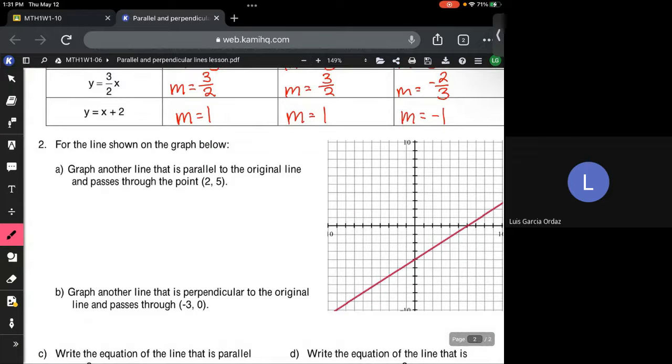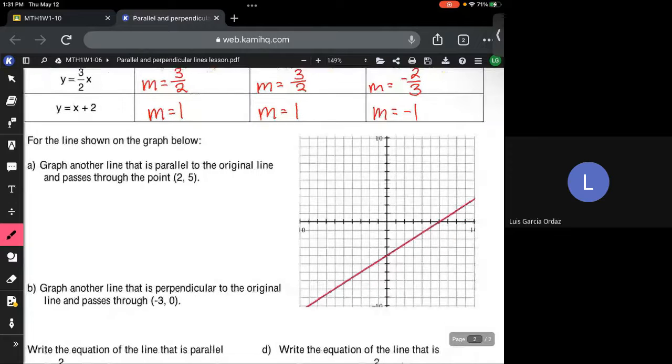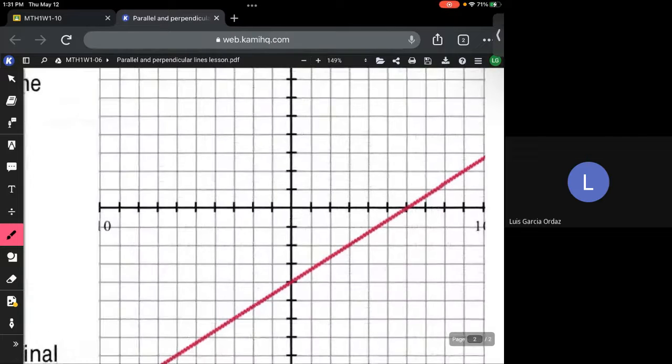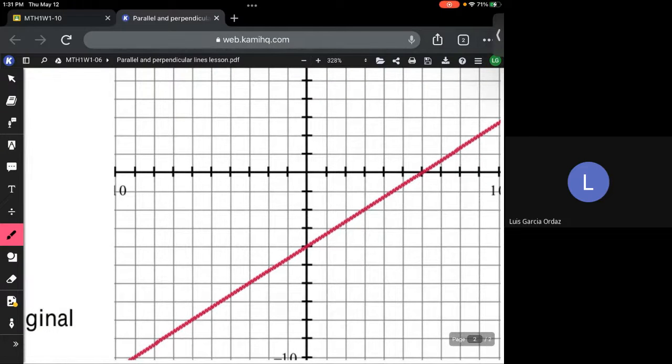So for the line shown on the graph, so we have this line over here. I need to graph a line that is parallel to the original line and passes through the point (2, 5). So again, I'm going to have to draw my scale because this didn't give me a scale.